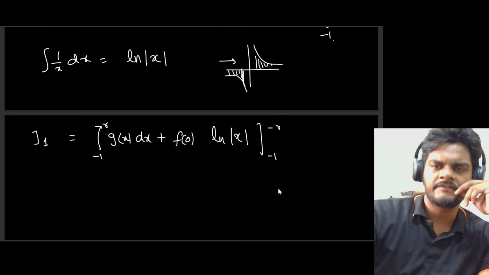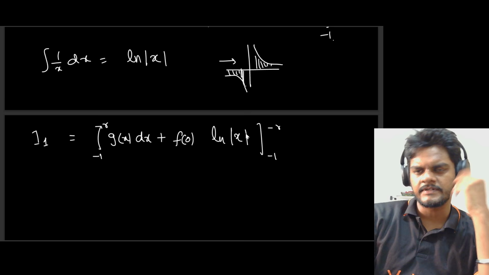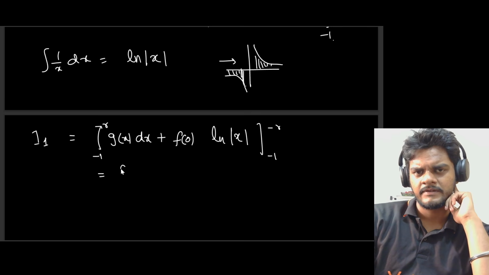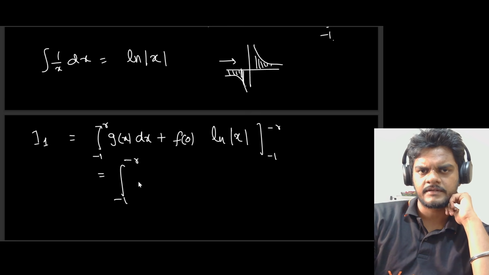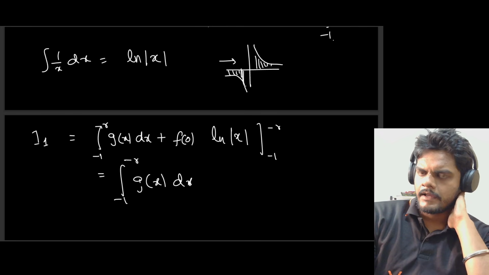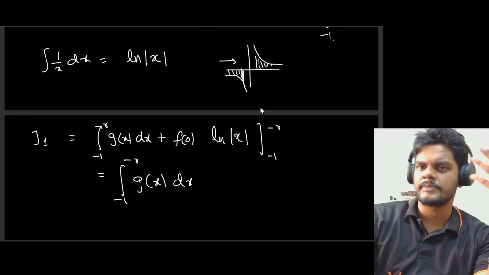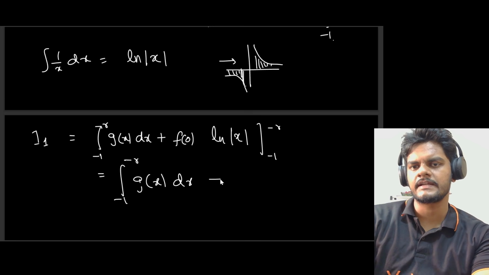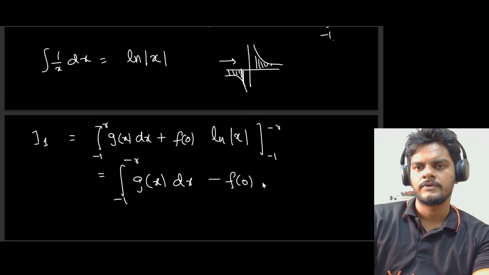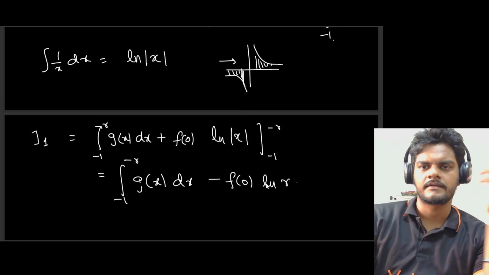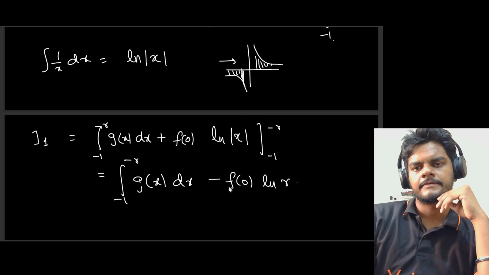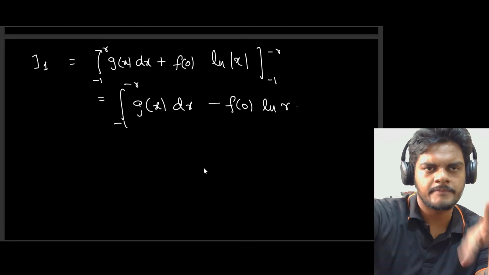So there we go. And we know that at minus 1 it is 0. So we'll simply have integral minus 1 to minus r g of x dx. And since integral denotes this, it cannot be a positive quantity. It has to be negative f of 0 ln r, right? So this is part 1.